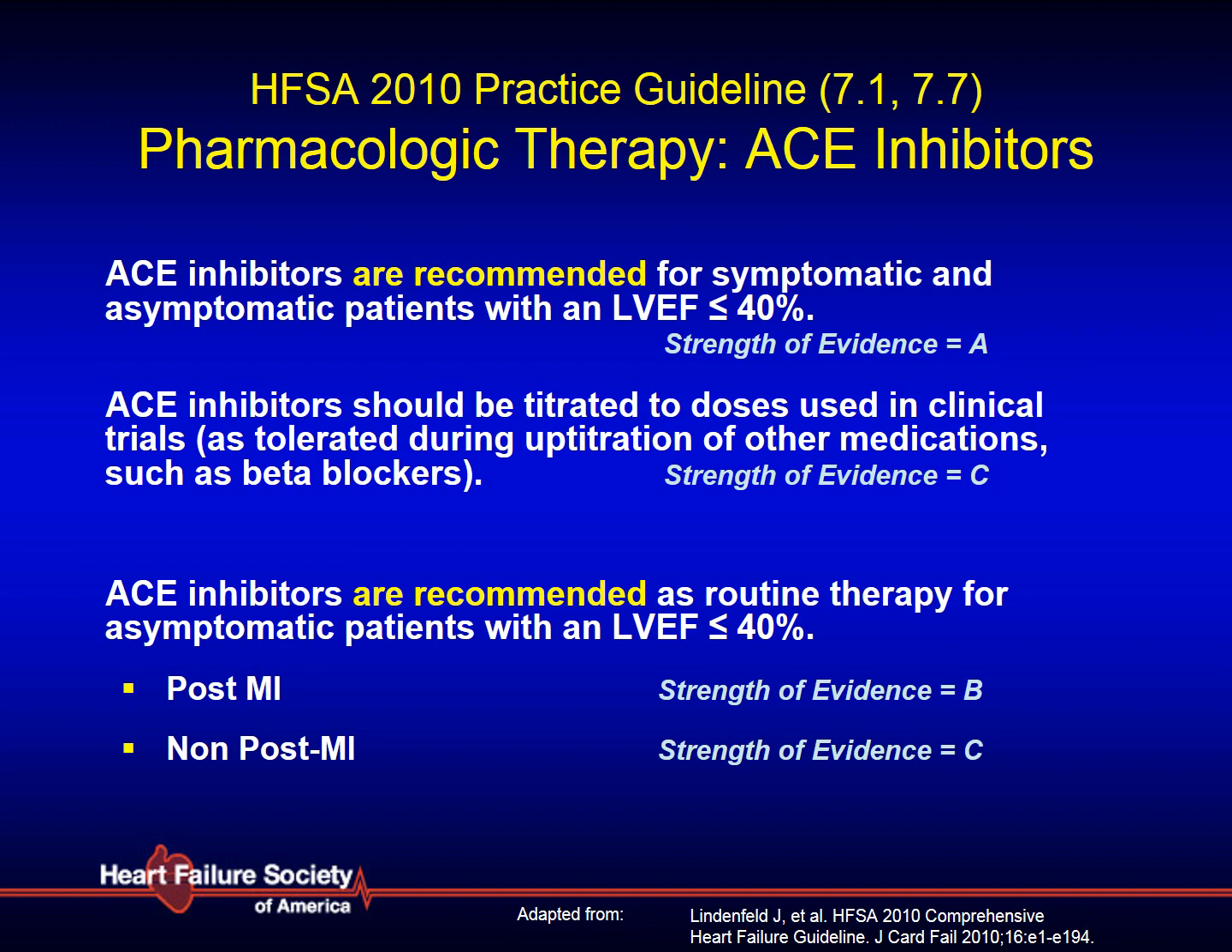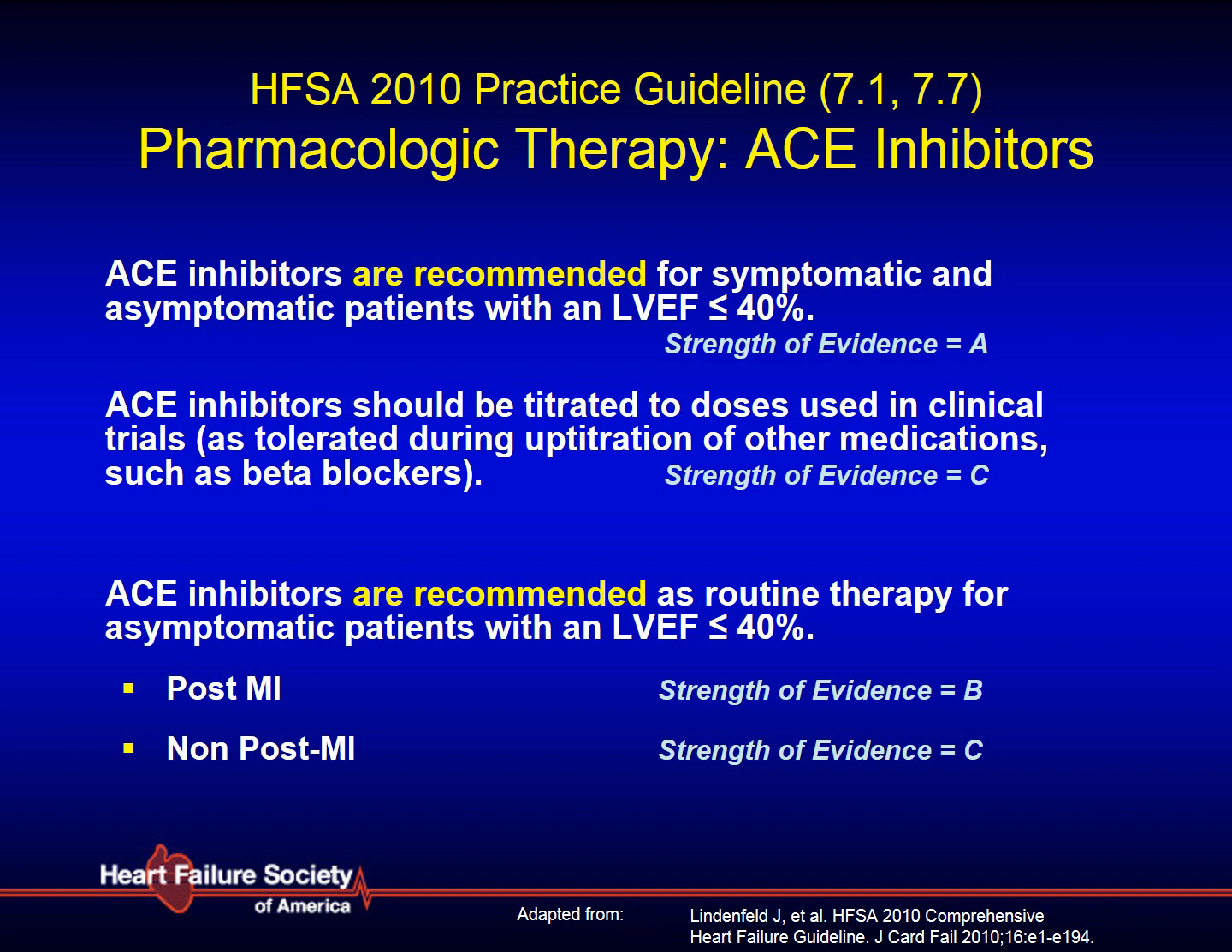ACE inhibitors should also be titrated up to doses that are used in clinical trials. So your initial dose that you start them on might not be the dose that they end up on, and you should really try to get them to the doses that are used in these clinical trials. But you have to sometimes do it slower and make sure that the patient is tolerating it, because you also may be titrating them up on a beta blocker as well, and there can be some adverse effects from that. So you want to make sure that the patient is tolerating it as you work them towards these doses that are used in the trials that have shown benefit and reduced mortality in patients.